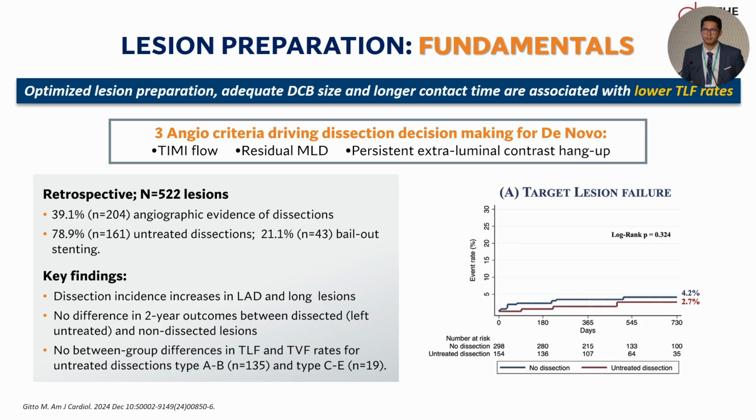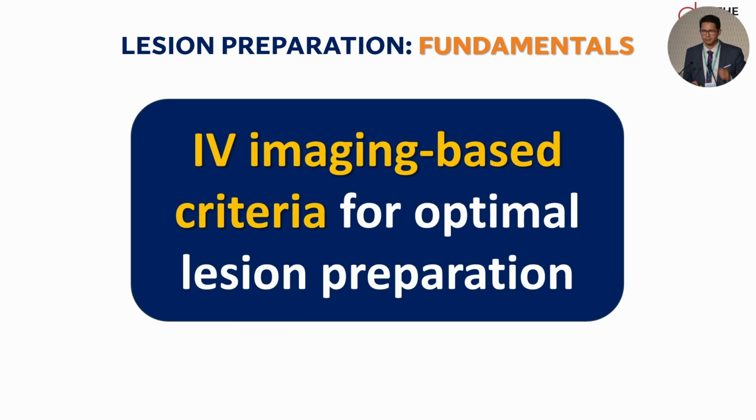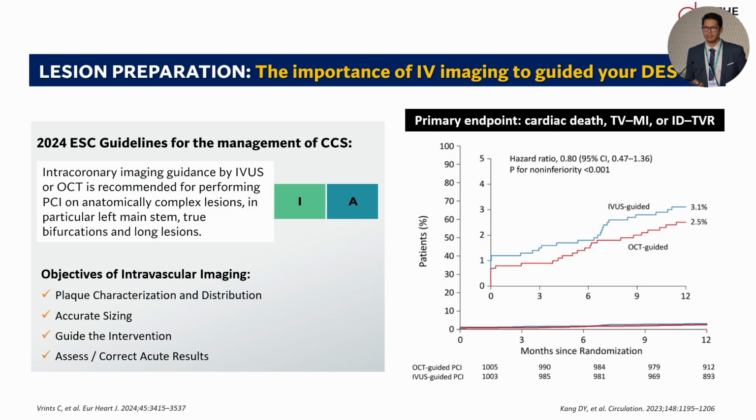We have an important parameter, which is the residual minimal lumen diameter that we obtain after lesion preparation, and also the persistence of extraluminal contrast hanging up in the angio. These are parameters that are important to take into account. But also, if we use intravascular imaging as a tool, as a friend in the cath lab, to decide if we need to upgrade our predilatation, I think we get nice information.